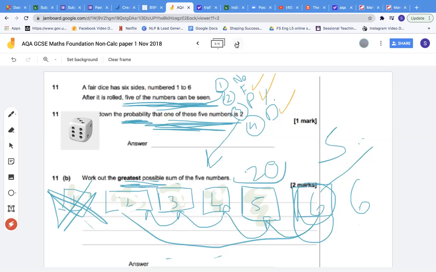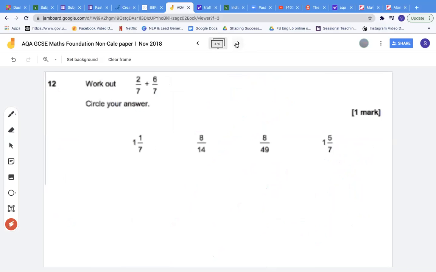Right. I think we've got time for one more question. So number 12, work out 2/7 plus 6/7. Circle your answer. So you've got 1 and 1/7, 8/14, 8/49, and then you've got 1 and 5/7. Okay? So what I want you to do is have a little think about that. Tell me what the answer is.